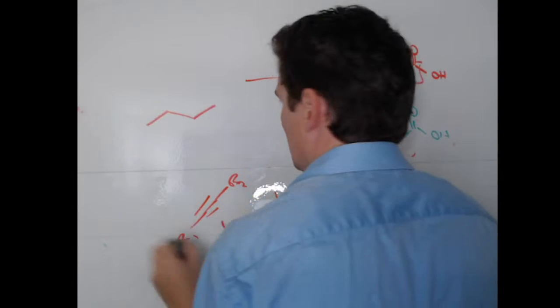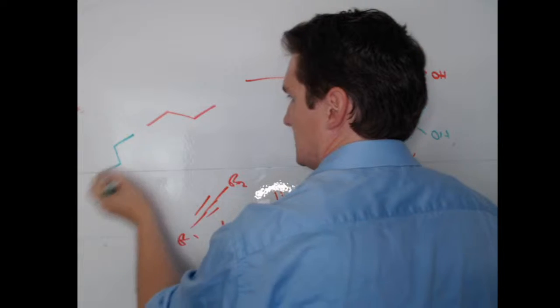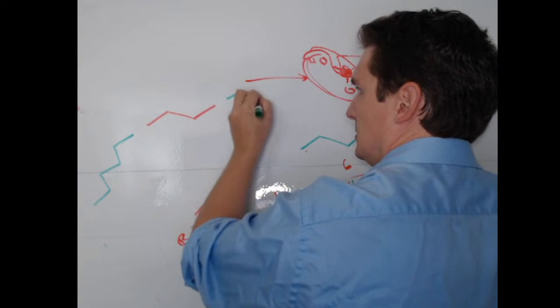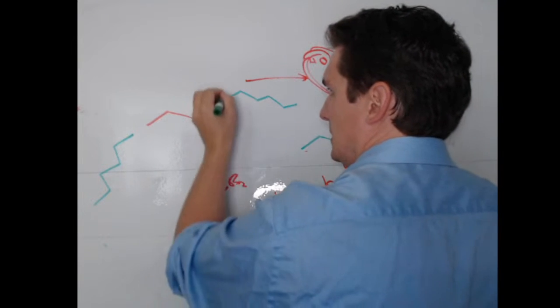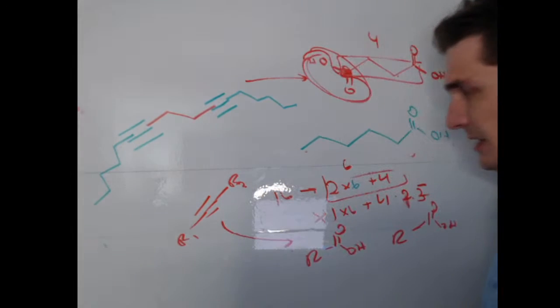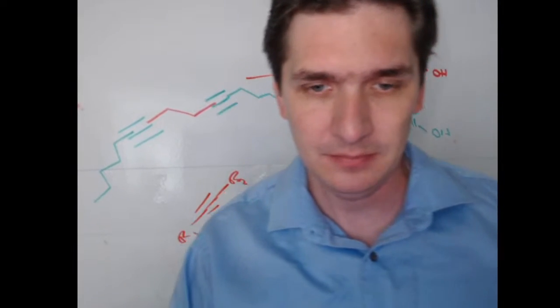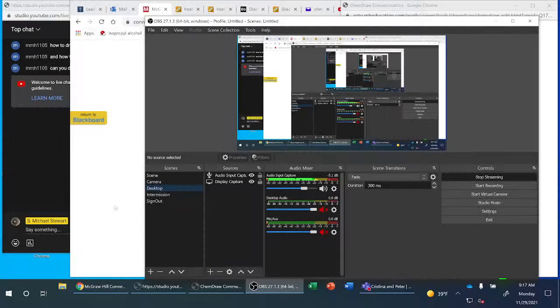1, 2, 3, 4, 5, 6. So we're going to have a triple bond here and a triple bond here. So our total chain here is going to be 16 units long. I'll switch to the desktop, you can see it.